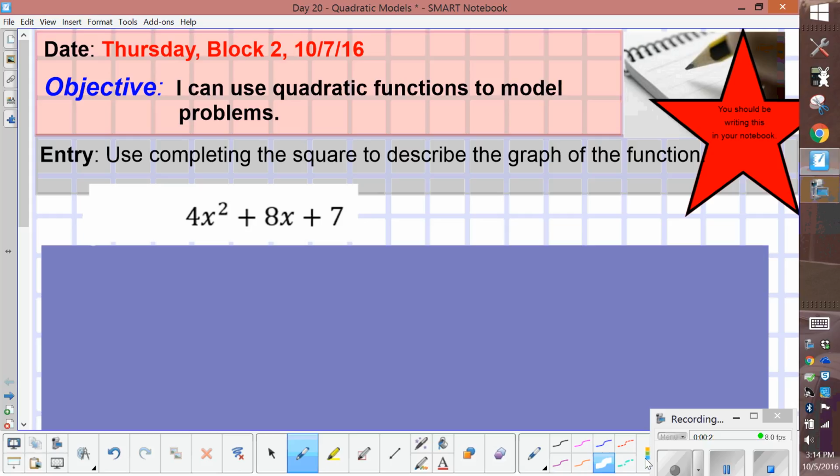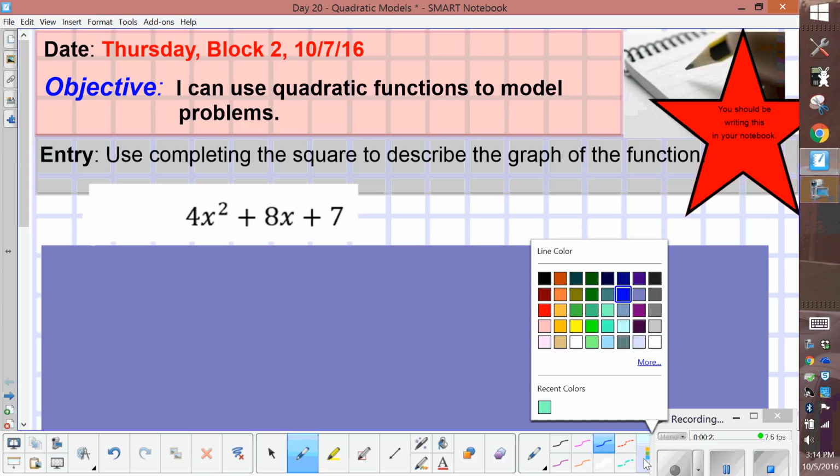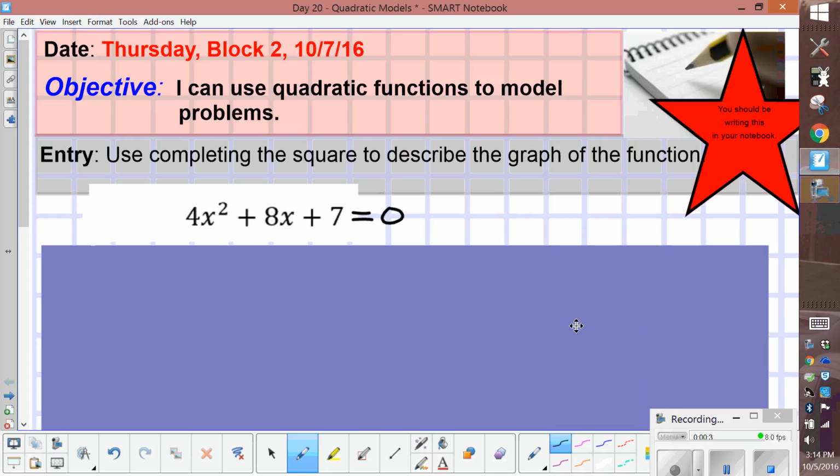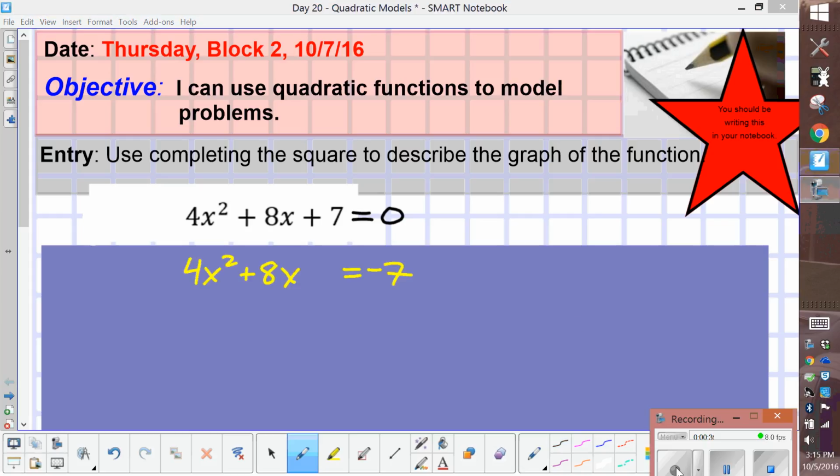And let's go ahead and grab a pen here. I'll use a light color so it shows up on the purple. I'm going to go ahead and set this equal to 0. So let's do this equals 0. And now I'll go ahead and move that positive 7 to the right side. And I'm left with this.